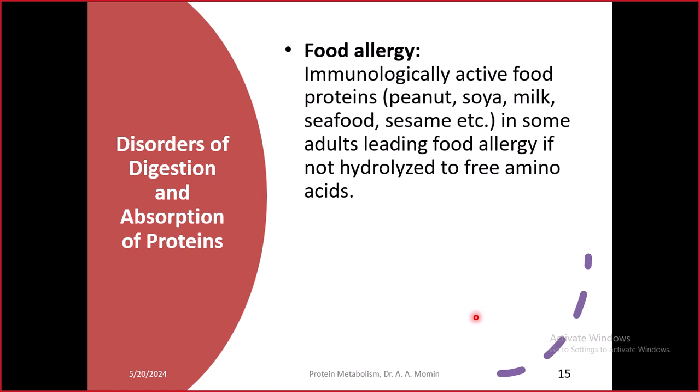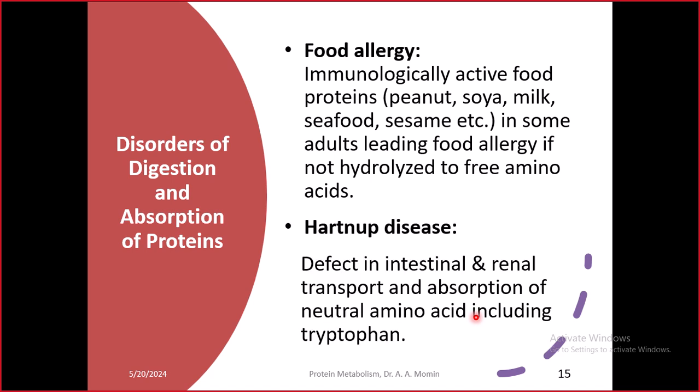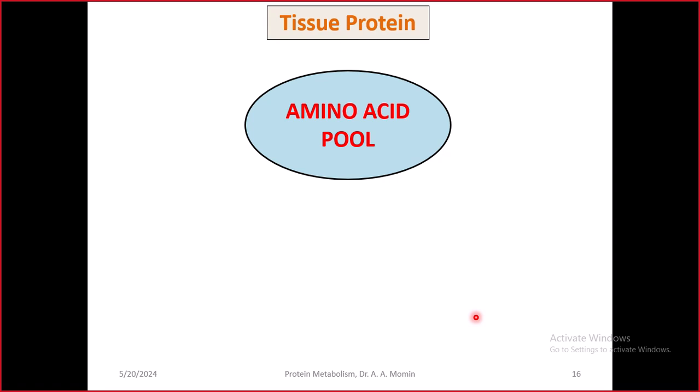Then it causes the food allergy that we have seen. Hartnup disease is a defect in the intestinal and renal transport and absorption of neutral amino acids, including tryptophan. There are various transport proteins, the 5 transport proteins as I showed you. Most of the neutral amino acids are transported with a specific transporter. If there is a defect in that transporter, it causes Hartnup disease.